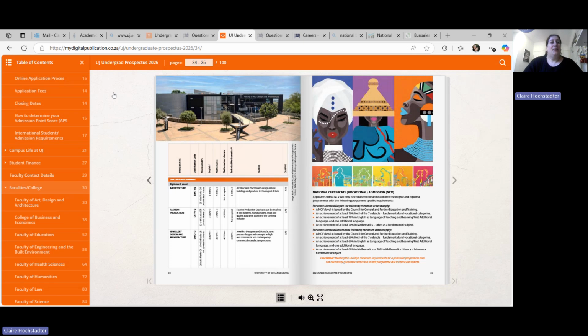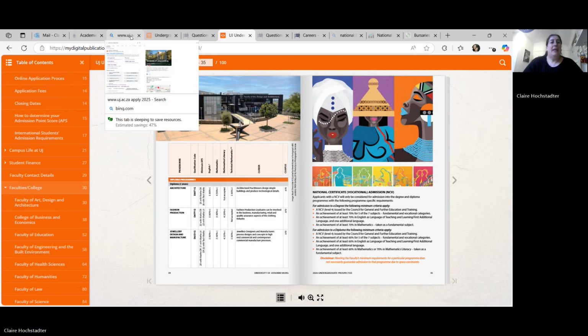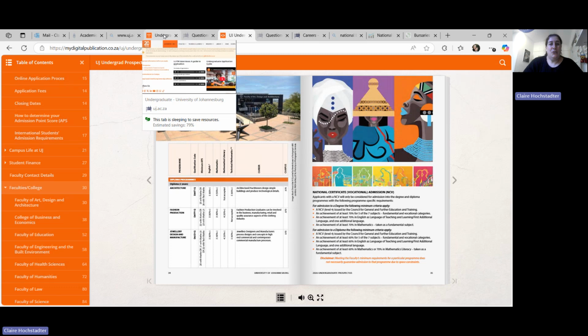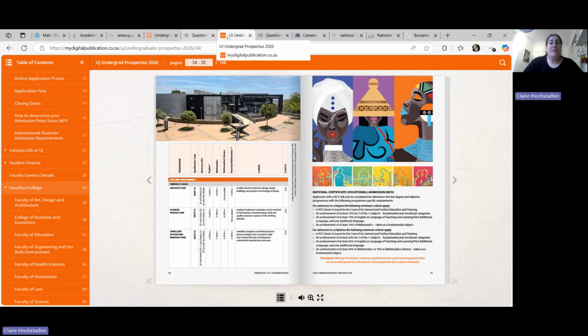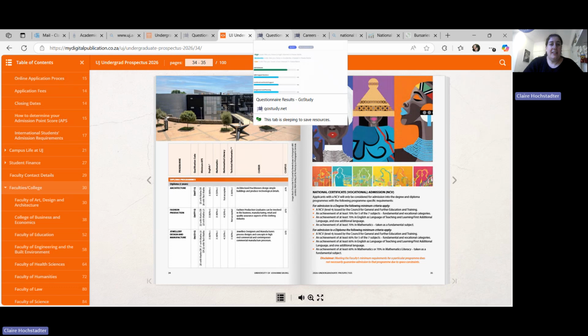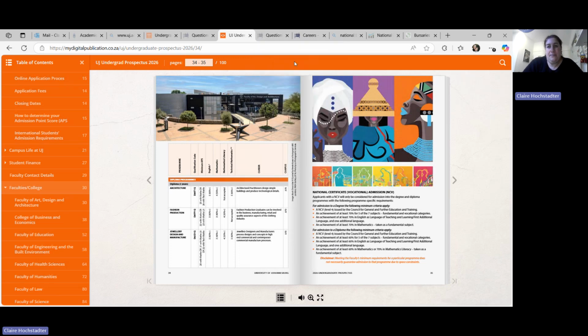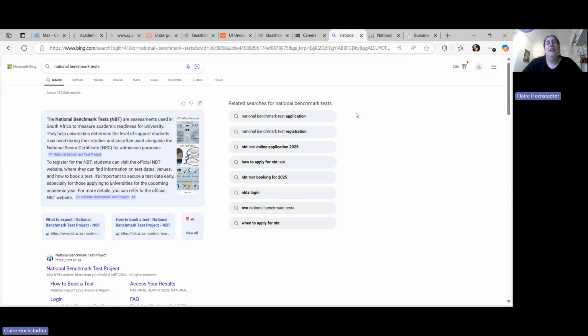Okay, so we have looked at WITS and we have now looked at UJ. And I have shown you explicitly the questionnaire that UJ offers. And like I say, I love these questionnaires. I think the more you do, the more you actually get out of them because you see current threads. So I want to spend a couple of minutes now looking at the NBTs, or the National Benchmark Tests.